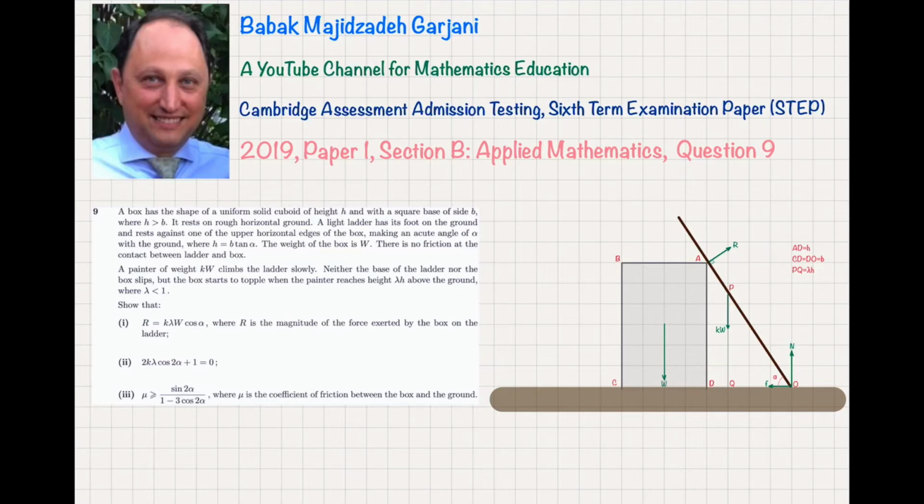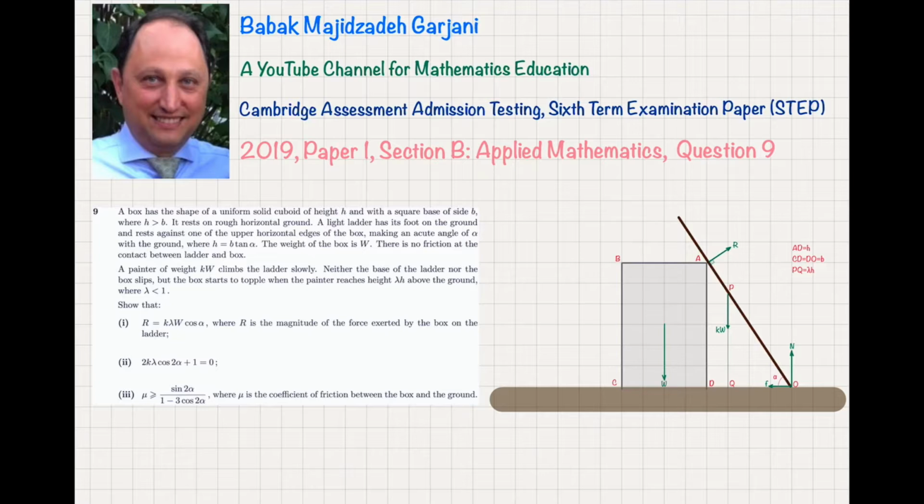A light ladder, which is representing the ladder in my picture, has its foot on the ground and rests against one of the upper horizontal edges of the box, which in this case is this point A, making an acute angle of alpha with the ground. So this is the angle alpha, where h is equal to b times tangent alpha. Okay, so there is a point here, O. This is an indirect way of telling you that the distance from D to O is also equal to b.